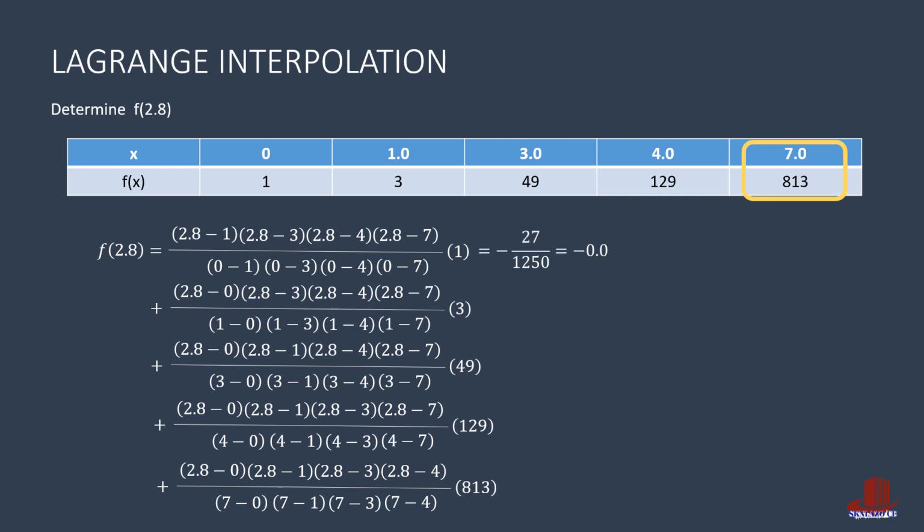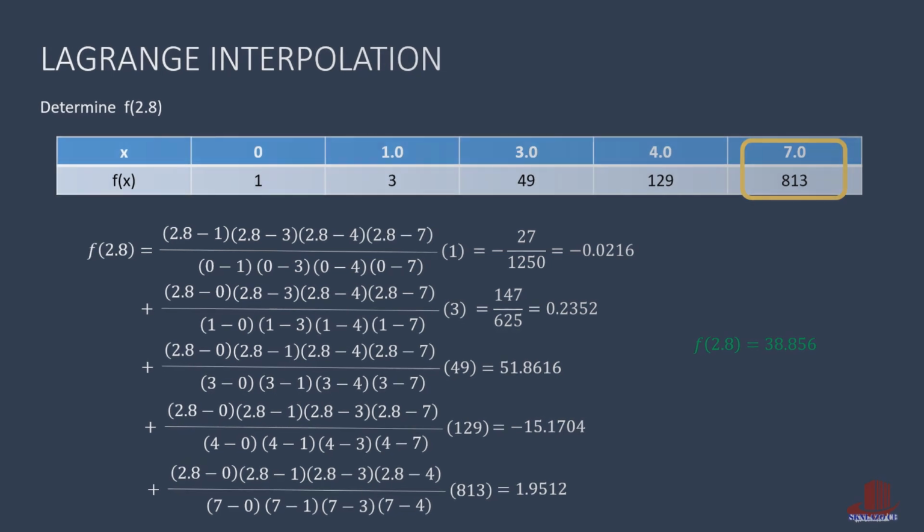Each term simplified as negative 0.0216, then 0.2352. Next is 51.8616, followed by negative 15.1704, then 1.9512. Adding all these simplifications gives f of 2.8 as 38.856, just the same.